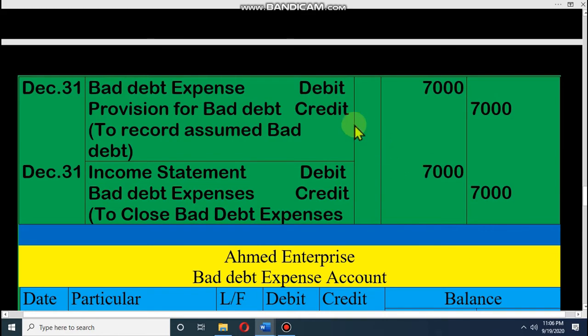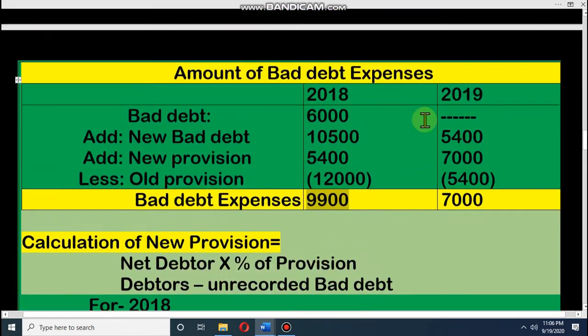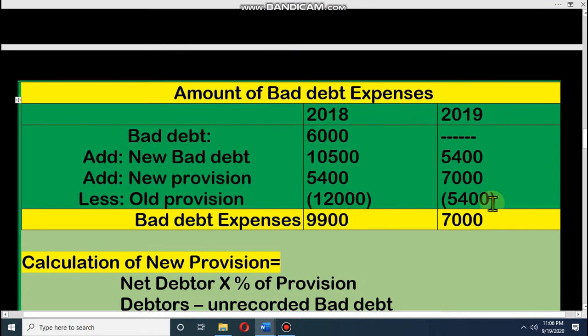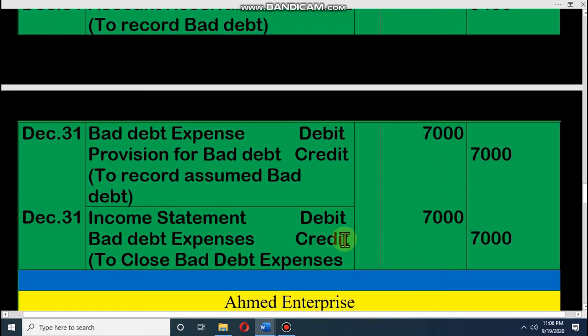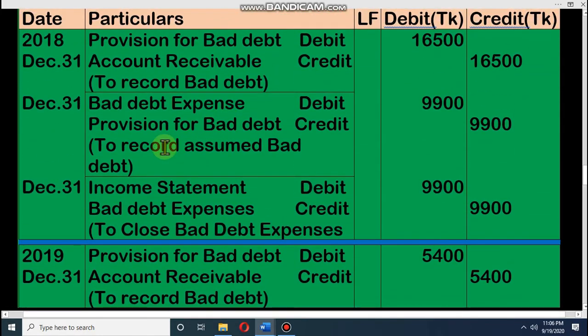For the next year, look at bad debt expenses, provision for bad debt, and income statement, bad debt expenses. That means we have to repeat the same journal, and only the amount changes: last year 9,900, this year it is 7,000. So the amount will be 7,000 this year. I hope you understand the journal. If it is for 3 years, same journal. If it is for 1 year or 2 years, same journal.